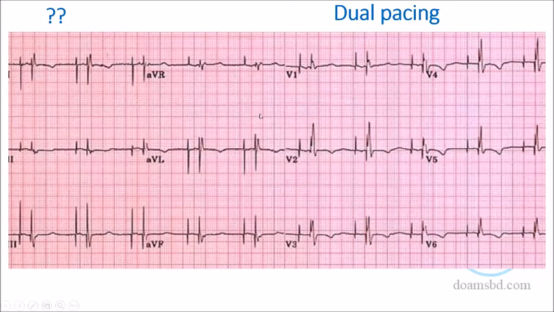So in the later part of my discussion today, I have shown you the pacemaker ECG. Usually a dual pacemaker is nowadays used more, right? Dual means double chamber pacing. So dual pacemaker, double chamber pacemaker.